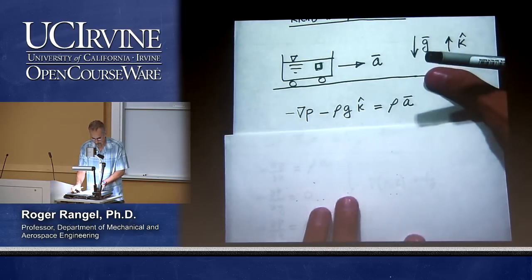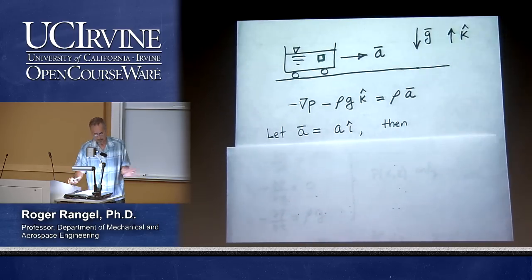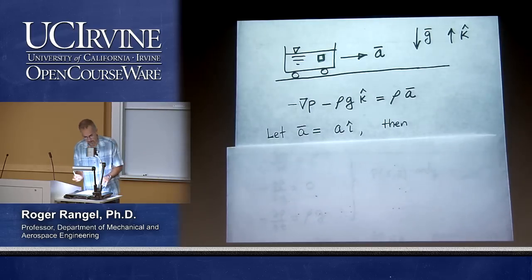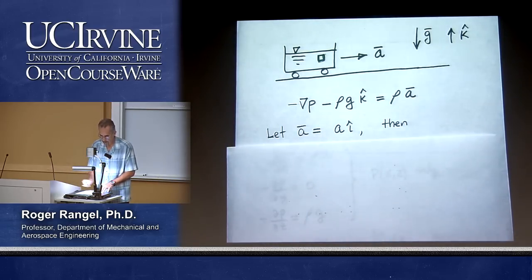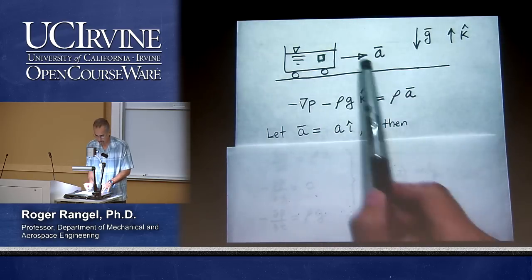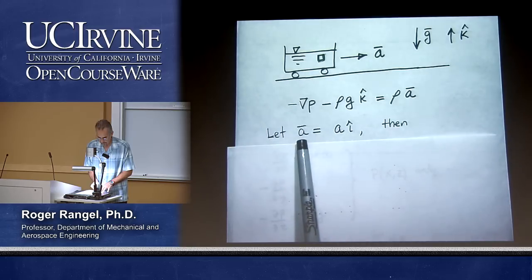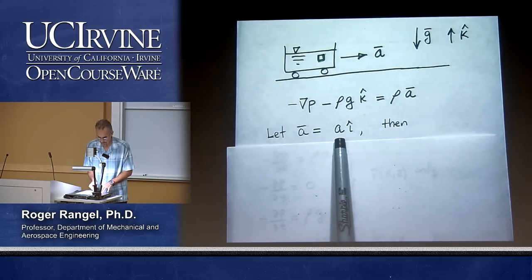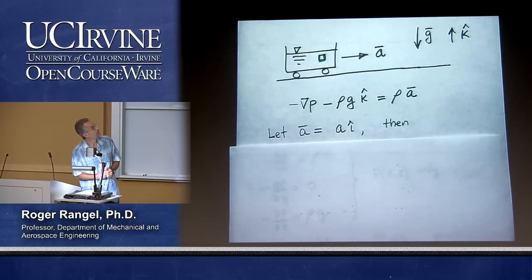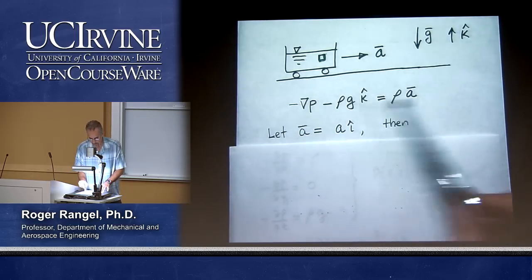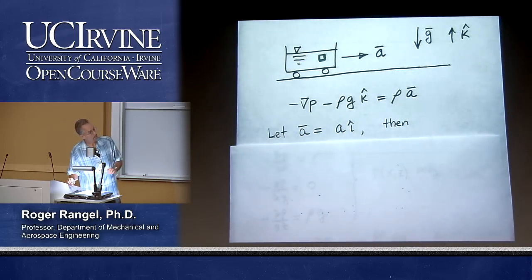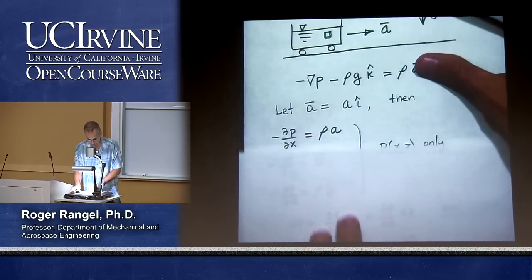So what I need to do is indicate the direction of my acceleration. As I said at the beginning, the tank is going to be moving to the right. Let's make that the x direction, to the right. Therefore, the acceleration of the tank is just the magnitude of the acceleration times the unit vector in the x direction, which is i. And then let's go ahead and take this vector equation and break it down into components.